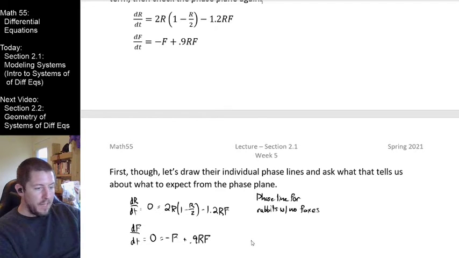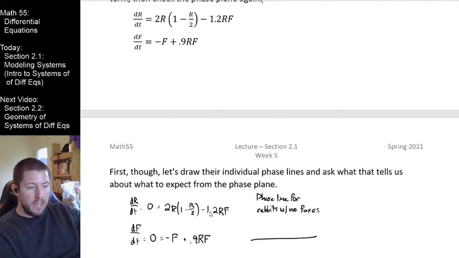So for our rabbit phase line here, with no foxes, I'm ignoring this whole second term, right? No foxes means foxes is 0, so that term is gone. Well, you know exactly what's happening. r equal to 0 is one of our equilibrium points, and r equals 2 is also one of our equilibrium points. We know that we should be growing out of this one. That says if you're between 0 and the carrying capacity, you grow. If you're above the carrying capacity, you should decay down to it. That's one phase line for the rabbits.